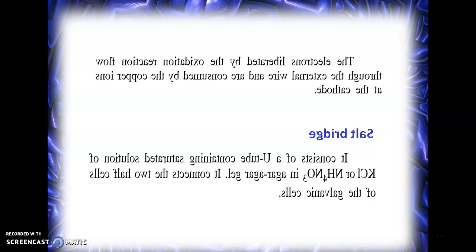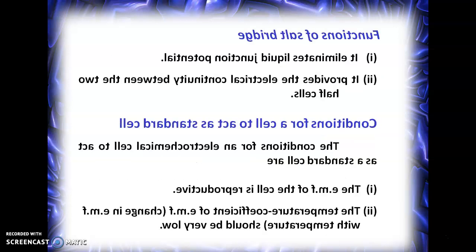So in this cell, we are using a salt bridge. It consists of a U tube containing a saturated solution of KCl in agar-agar gel, or ammonium nitrate. It connects the two half cells of a galvanic cell. Then we see the function of the salt bridge. What is the function of the salt bridge? It eliminates liquid junction potential and provides electrical continuity between the two half cells.